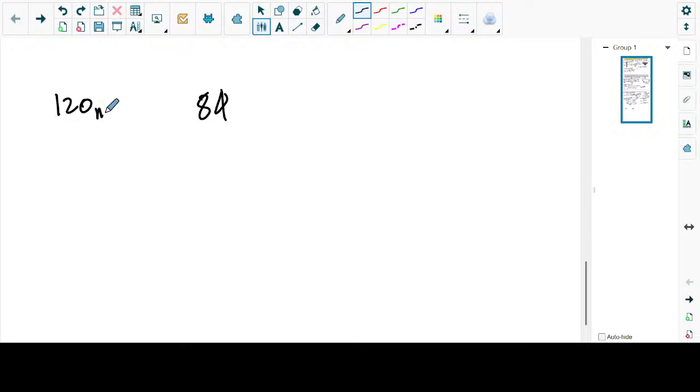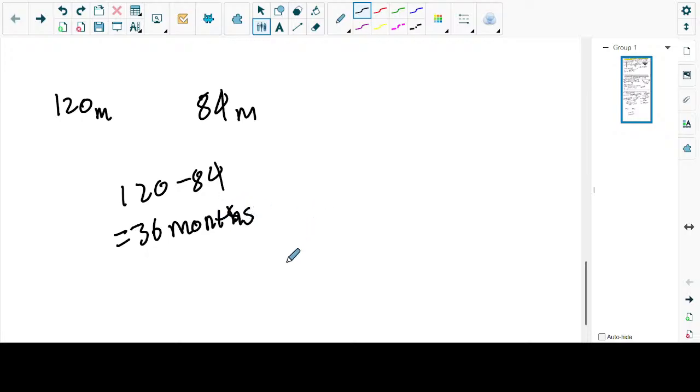So the number of months that they saved: how many months did they save? We're going to have 120 minus 84. This is not the question, guys, we're just showing you what they could have asked. So 120 minus 84, the answer is going to be 36. We have saved 36 months. The question could have said how much money did you save, which is a different question from how many months did you save.